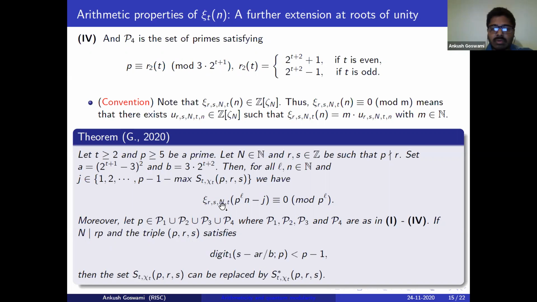So in Garvin's case, when you put t equal to 1, the union of P1, P2, P3, and P4 becomes the set of all primes. But this is not the case when t is bigger than or equal to 2. So when t is bigger than or equal to 2, the second part of the theorem only holds when p lies in any one of these sets.